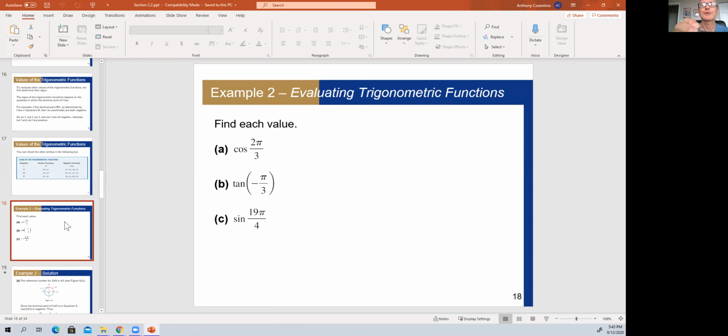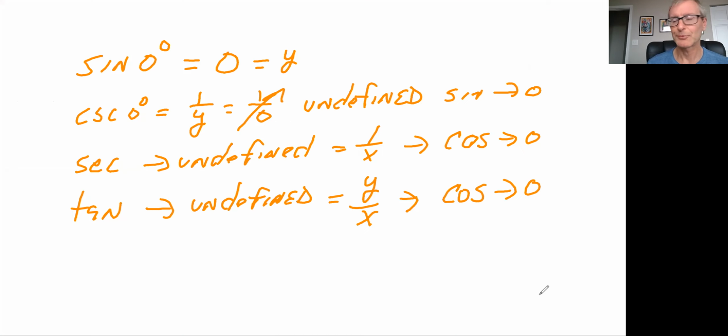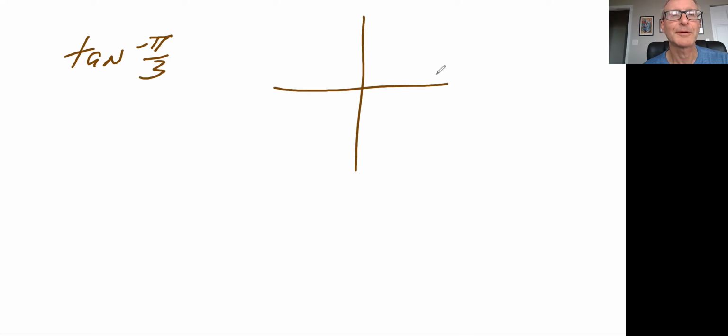And so let's not do the first one. Let's do the bottom two, and I'll just do this on the whiteboard. So let's do tan of minus pi over 3. So again, when we travel minus pi over 3, I like to think about it in degrees. So that would be 60 degrees. So we travel 60 degrees this way. So that's minus 60 degrees, right?